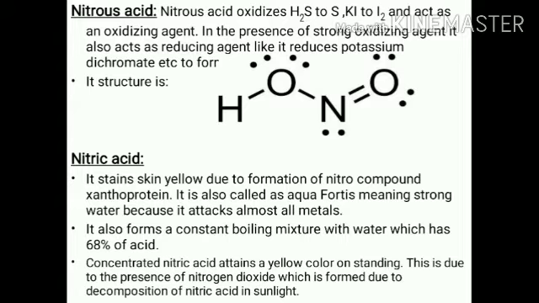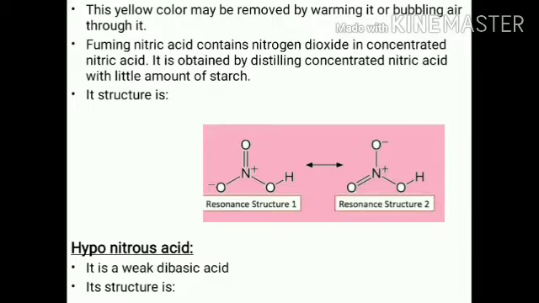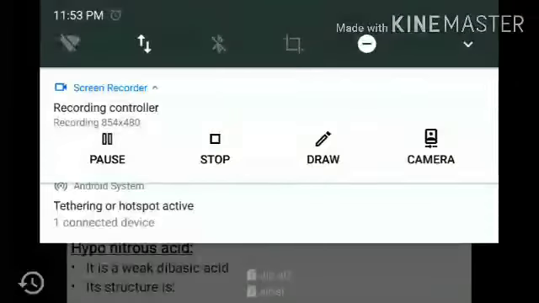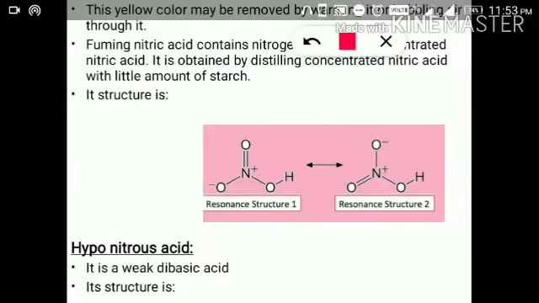Concentrated nitric acid turns yellow on standing. This is due to the presence of nitrogen dioxide, which is formed by the decomposition of nitric acid in sunlight. This yellow color may be removed by warming it or bubbling air through it. Fuming nitric acid contains nitrogen dioxide in concentrated nitric acid. It is obtained by distilling concentrated nitric acid with a little starch. The structure of nitric acid, I would like to explain. The formula of nitric acid is HNO3.